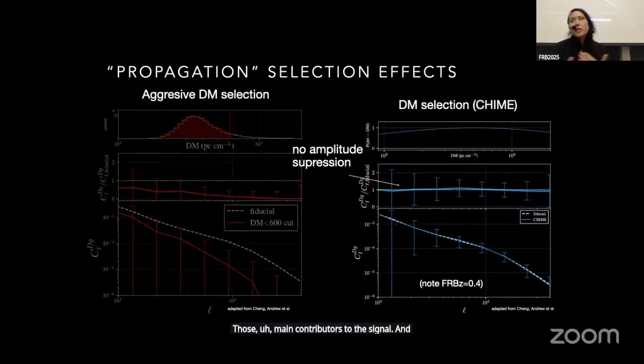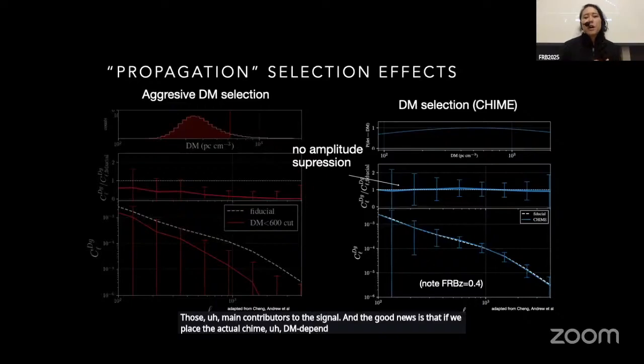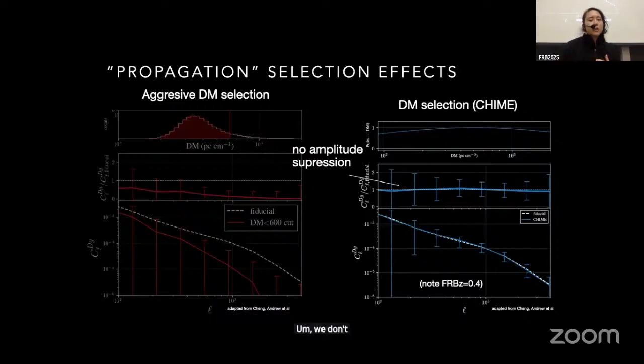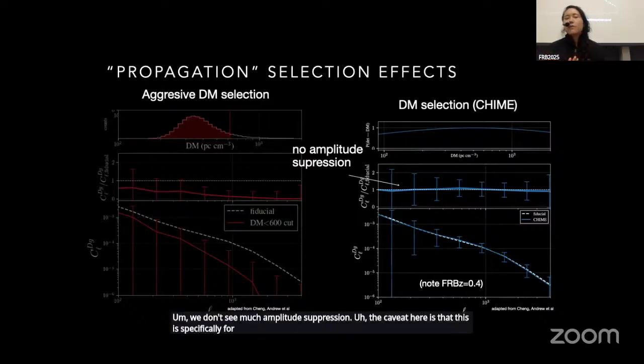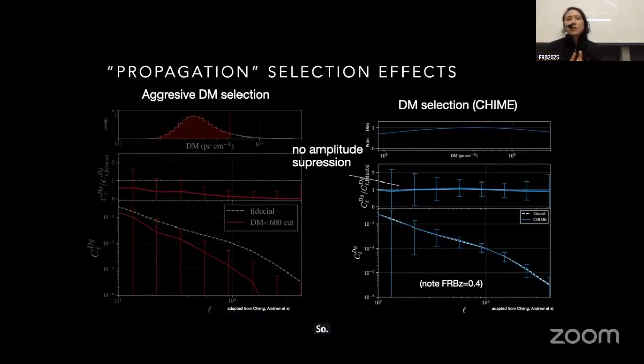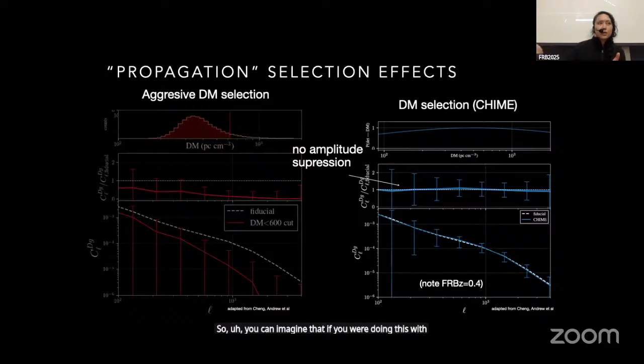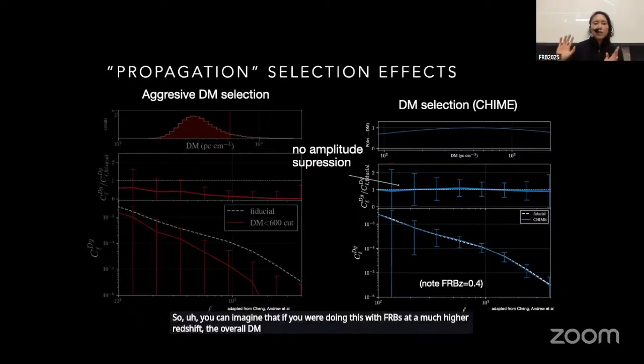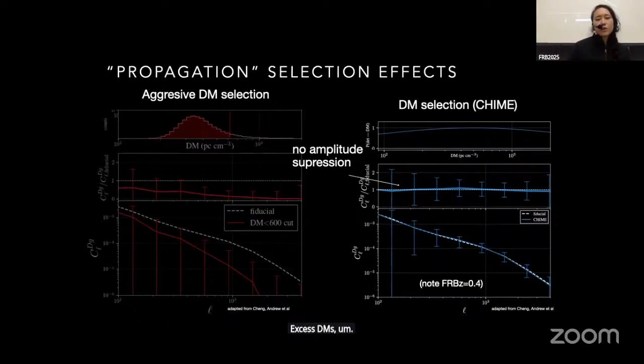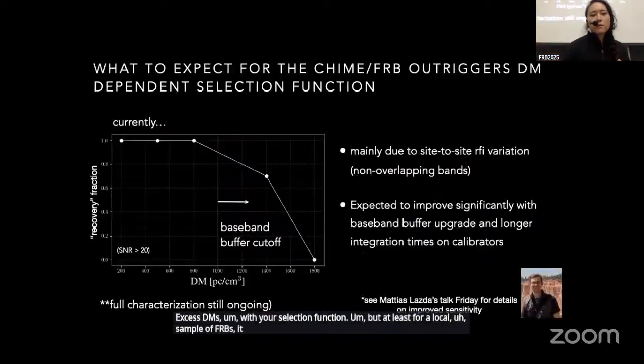And the good news is that if we place the actual CHIME DM-dependent selection function, we don't see much amplitude suppression. The caveat here is that this is specifically for a sample of FRBs that are at a redshift of 0.4. So you can imagine that if you were doing this with FRBs at a much higher redshift, the overall DM distribution would shift upwards, and you would be removing some of those really high excess DMs with your selection function. But at least for a local sample of FRBs, it seems like we're okay.